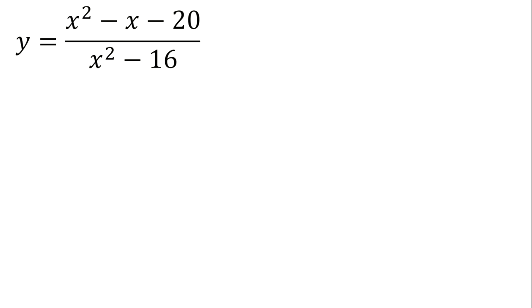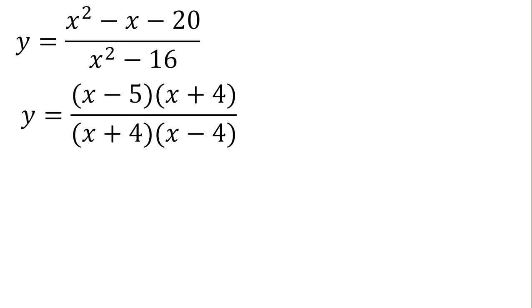Therefore, the range here is y such that y is an element of all real numbers. Then another example here, we have x squared minus x minus 20 over x squared minus 16. In this case, we need to simplify both the numerator and the denominator. So let's factor. The factors are x minus 5 times x plus 4 over x plus 4 times x minus 4. As you observe here, there's a common factor on the numerator and the denominator. So let's simplify. We have now y equal to x minus 5 over x minus 4.